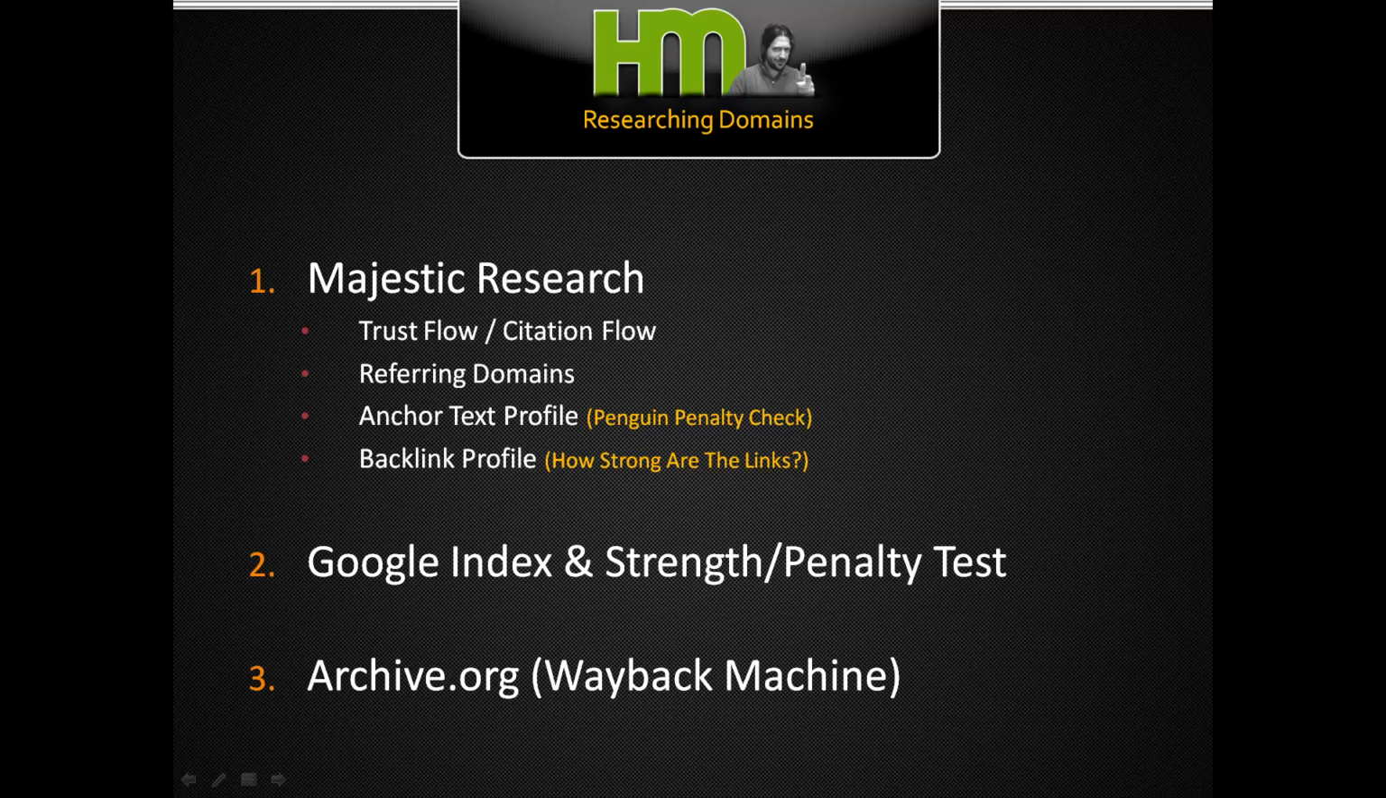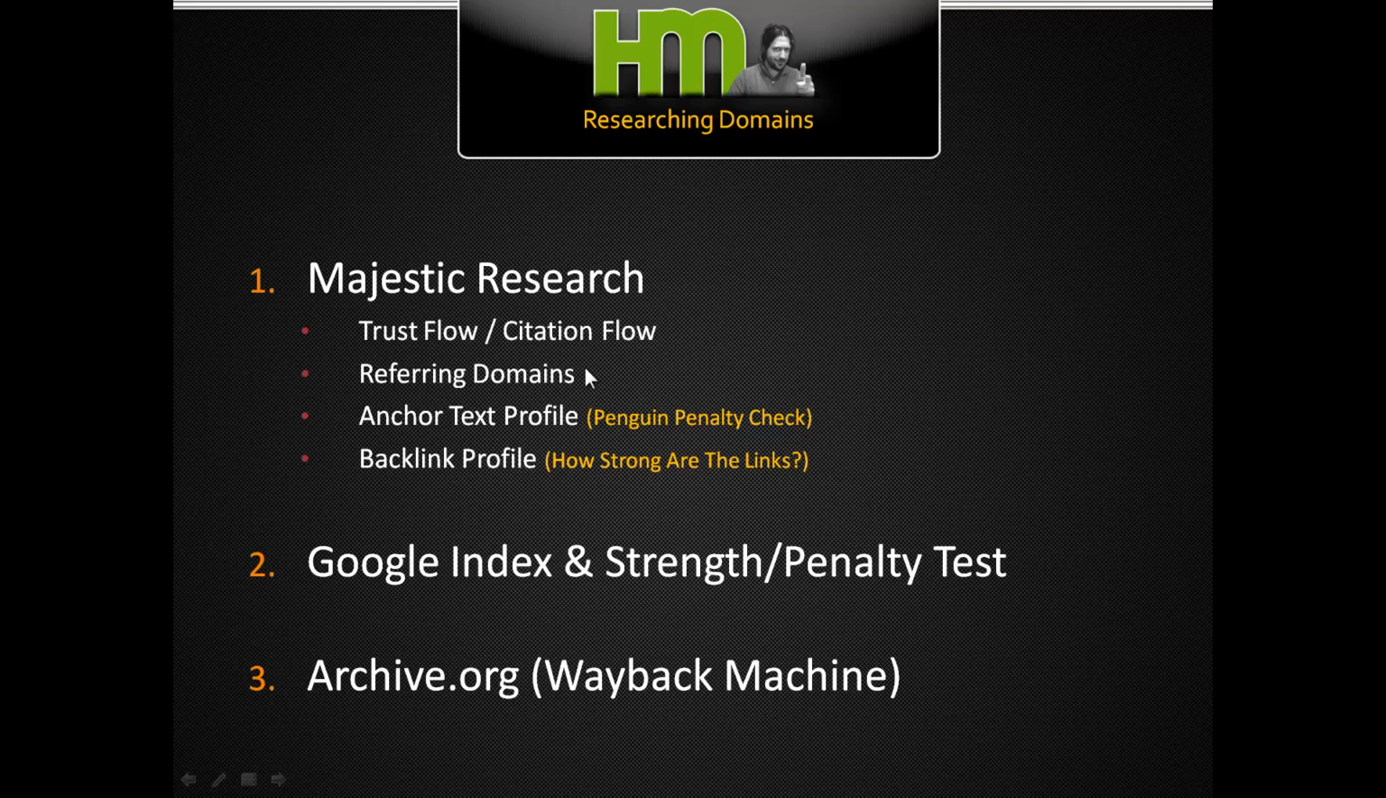Basically, first of all, the trust flow and the citation flow. I'm looking for a pretty balanced profile with a minimum trust flow of about 20. If I see my citation flow is getting way above my trust flow, that just means there's a lot of links coming in that are crappy links, and I'll show that to you through the examples.